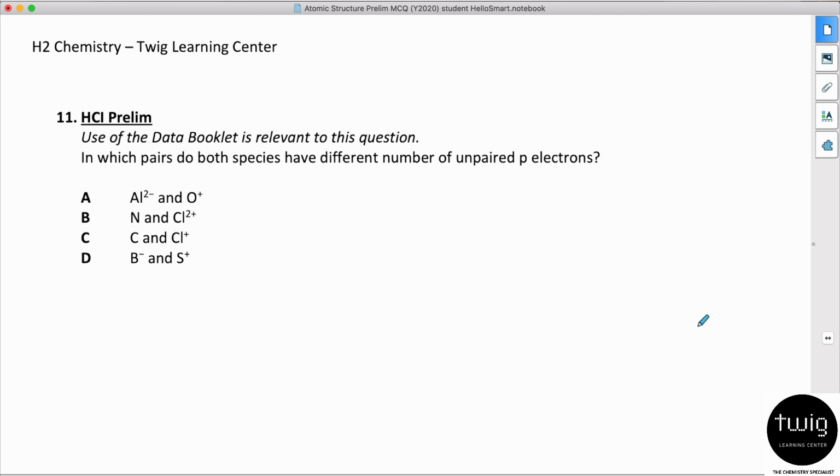The use of data booklet is relevant to this question. In which pairs do both species have different number of unpaired p electrons? Okay, so you need to write the configuration for these elements.